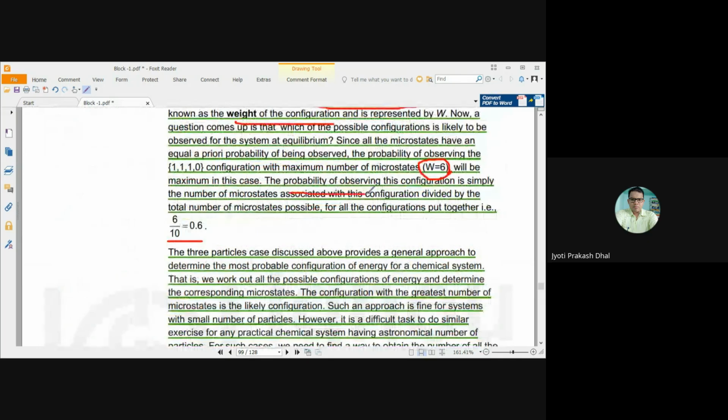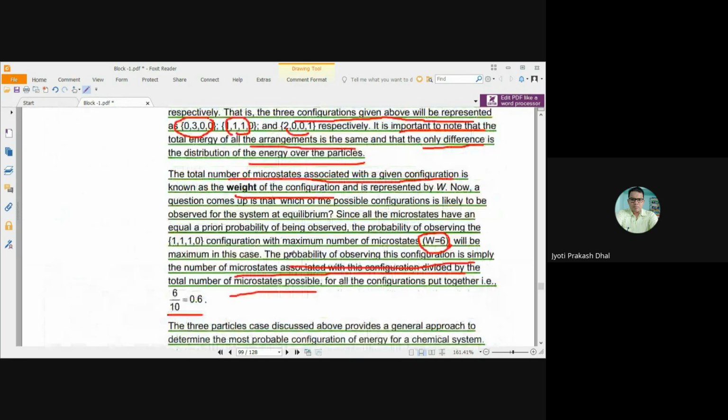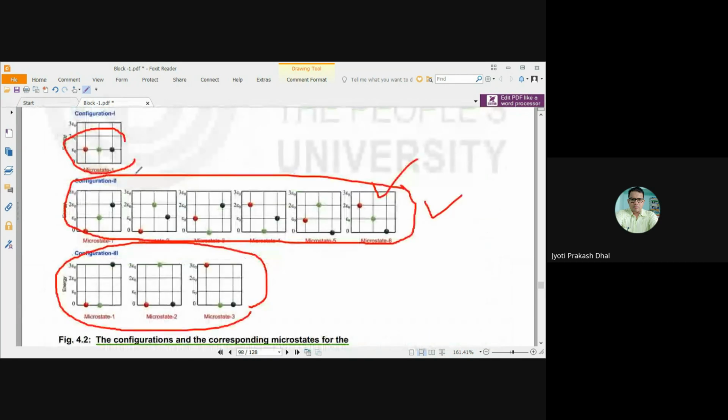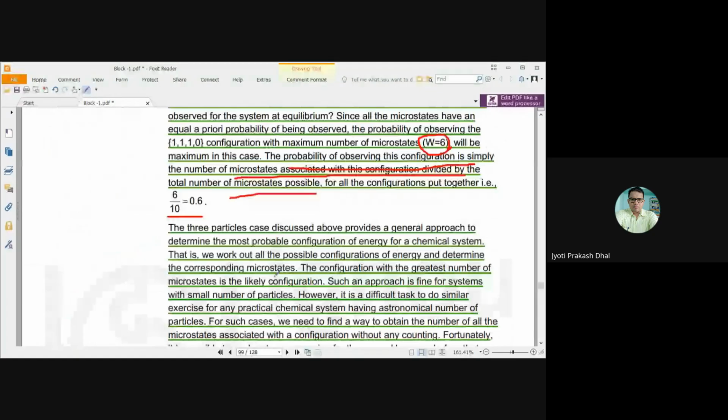So the probability of observing this configuration is simply the microstates associated with this configuration divided by the total number of microstates possible. The total number of microstates is 6 plus 1, 7, plus 3, 10. So the total number of microstates is 10, and the probability of getting this configuration 1, 1, 1, 0 is 6 by 10, that is 0.6.